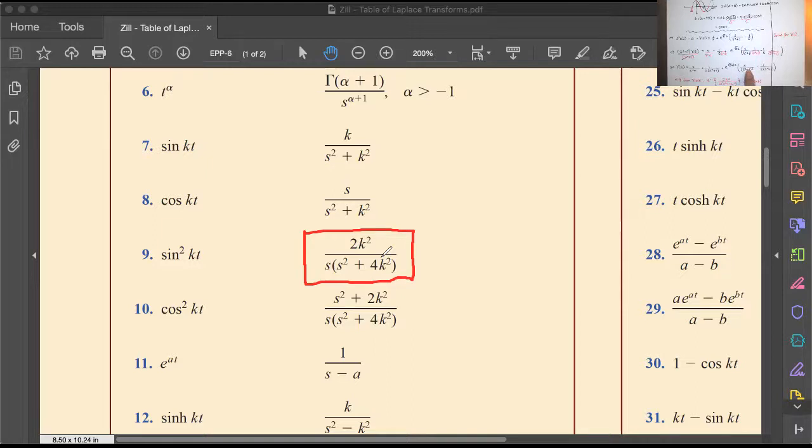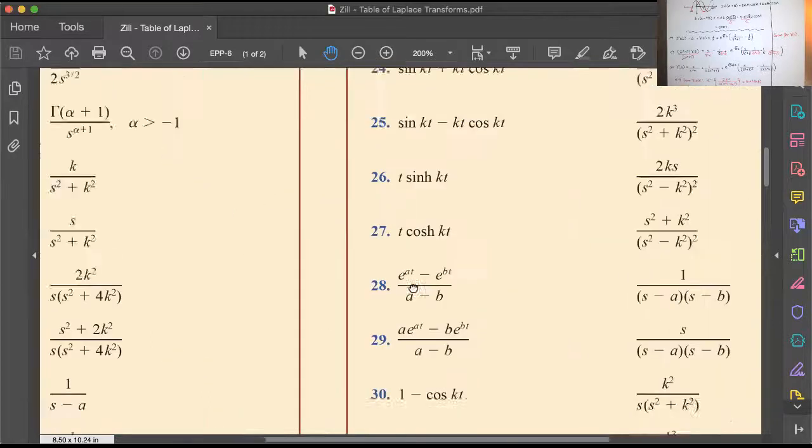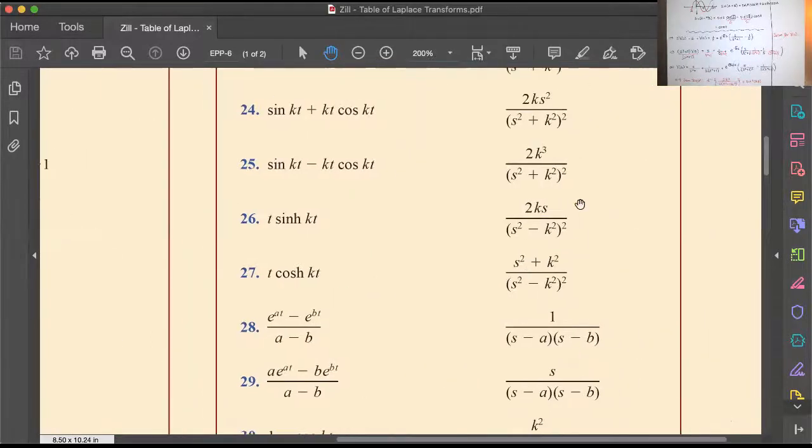And then this one was an s over s squared plus k squared quantity squared. So let's look for that one as well. I believe I've already seen that. We've done that one together already. I think it's over here. Do you see it?